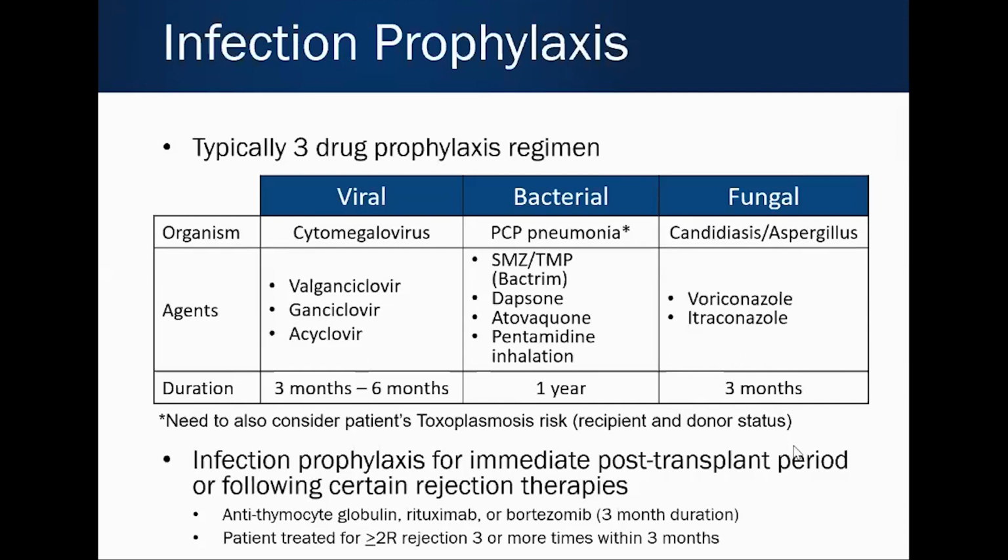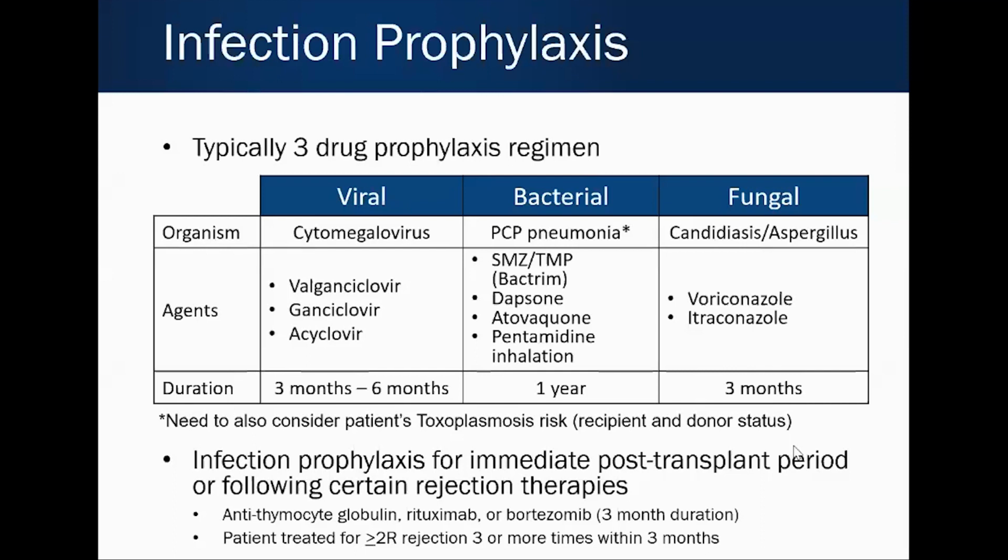Our typical infection prophylaxis is for all of our patients immediately post-transplant, based on those durations specified there. And then also if they ever receive anti-thymocyte, rituximab, bortezomib, it would also include there. If they were to receive Soliris for treatment of a rejection, then they would be put back on all 3 agents for an additional 3 months.